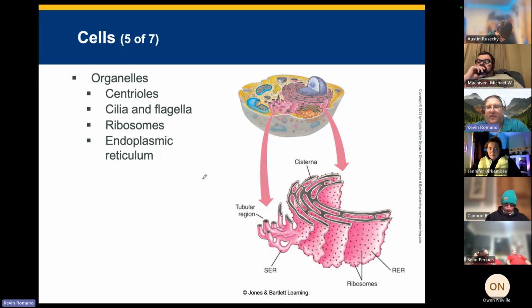The cilia and flagella extend from certain cell surfaces. So cilia move fluid over the surface of tissues, while the flagella propel the cells.